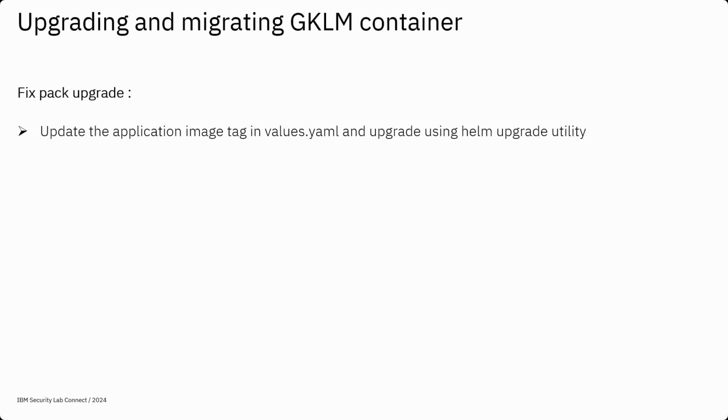Fixpack upgrade in GKLM is already explained in the traditional GKLM slides. Now, in order to apply a fixpack on a containerized deployment, user needs to update the GKLM image tag in the values.yaml file and make use of the Helm upgrade utility.